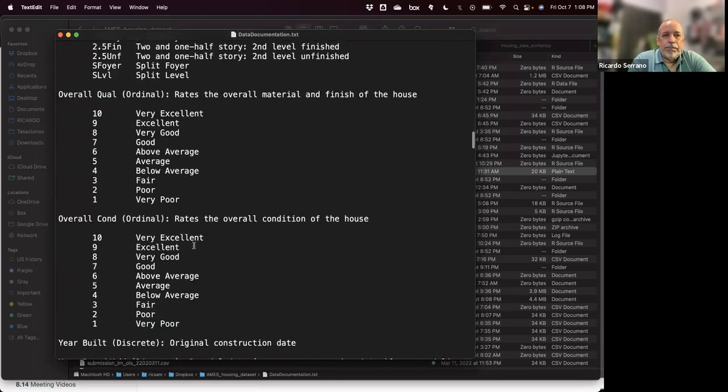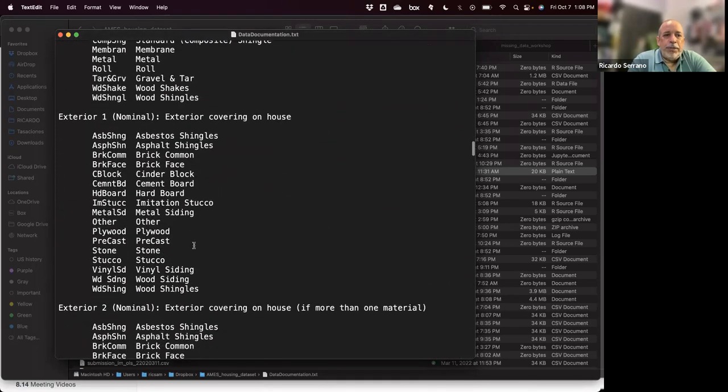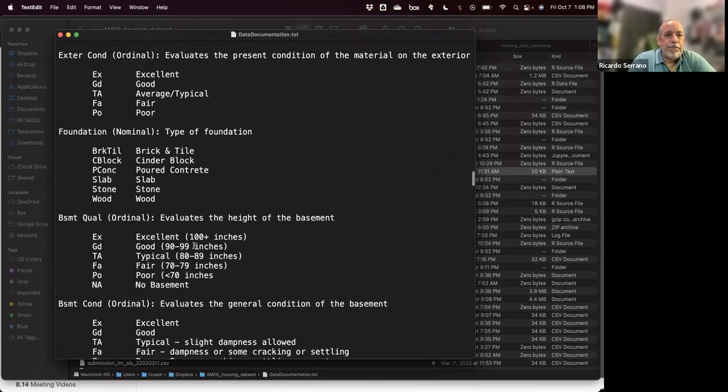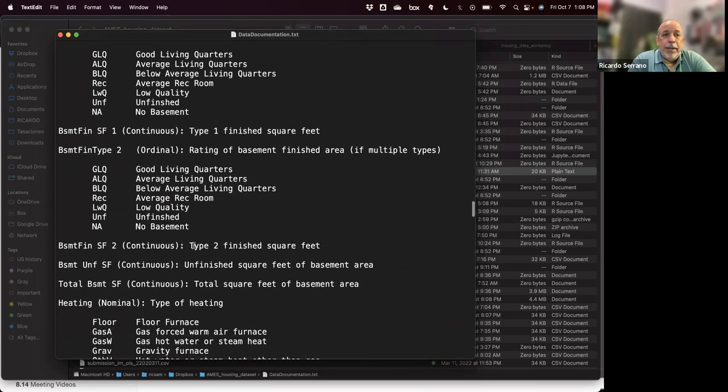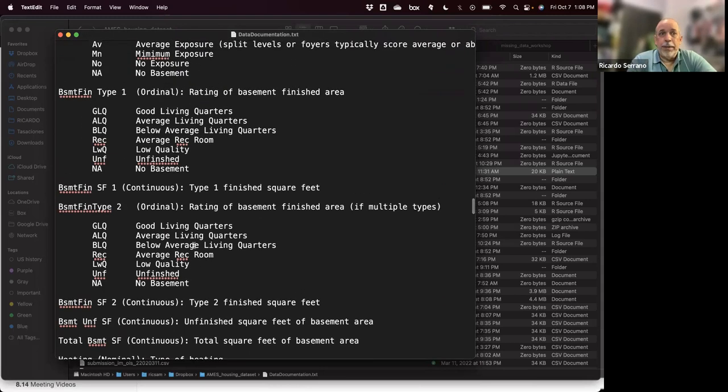Other examples, for example, it mentions if the house has a basement, okay? Some of the houses that we can find in every country have basements or not, and most of them don't have basements. So in this one, the NA on that particular variable means that the house has no basement.